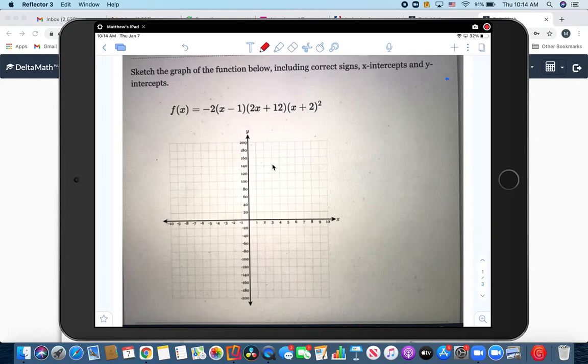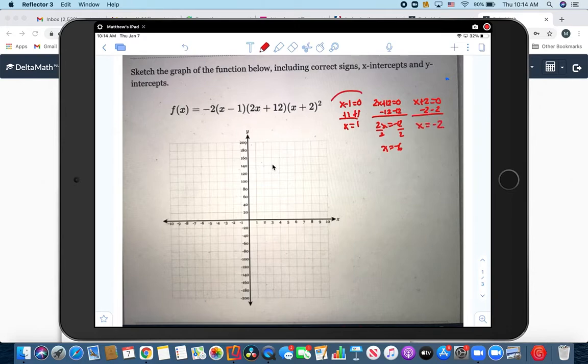So now let's try this one. Okay, so zeros, right? X minus 1 equals 0. All our factors, right? 2x plus 12 equals 0, and x plus 2 equals 0. Add 1 to both sides, x is going to equal 1. Subtract 12 from both sides, 2x equals -12, divide both by 2, x is going to equal -6 for that one, and x equals -2 for that one.